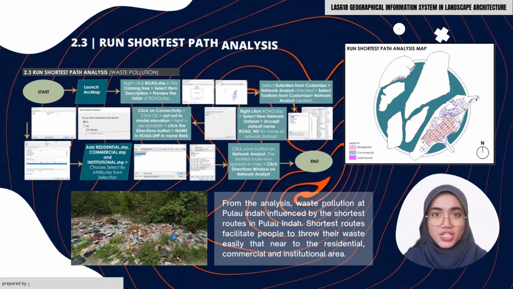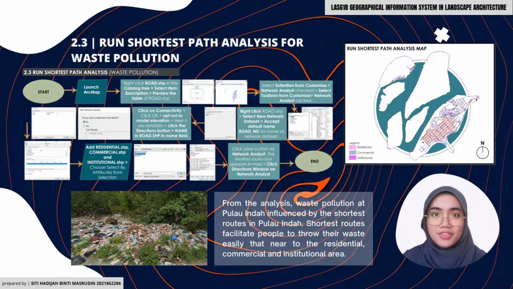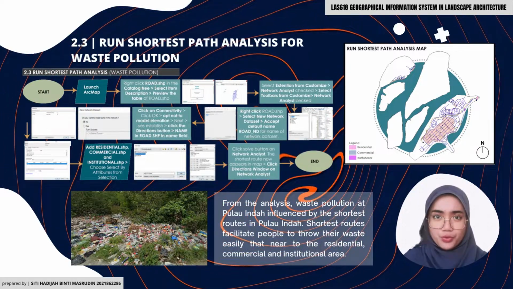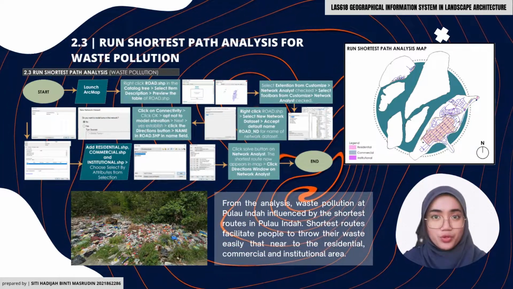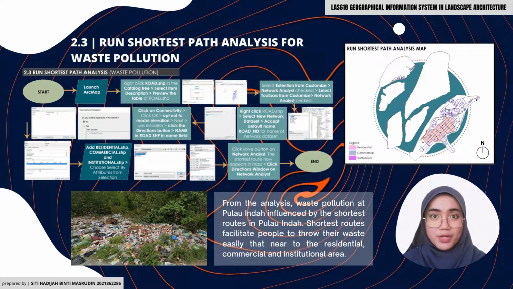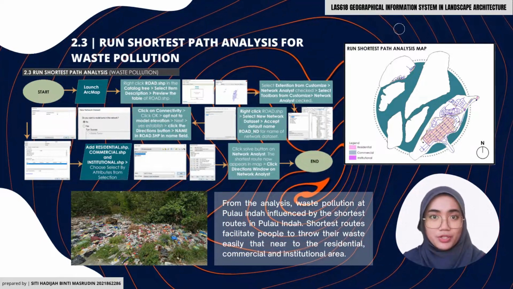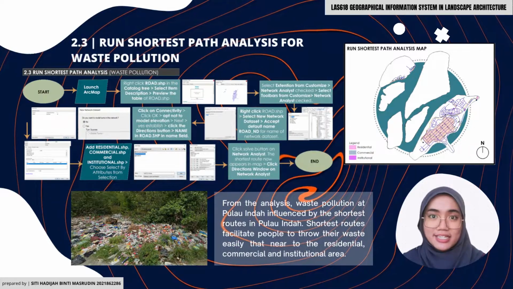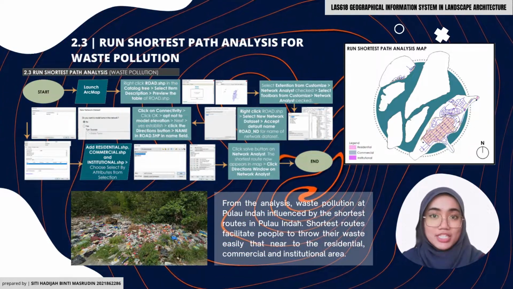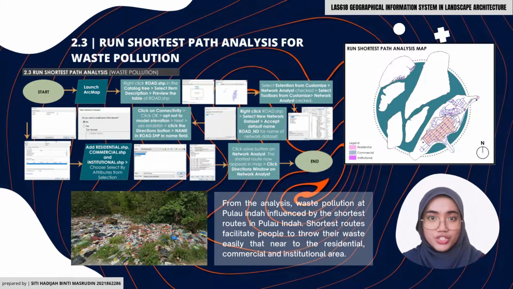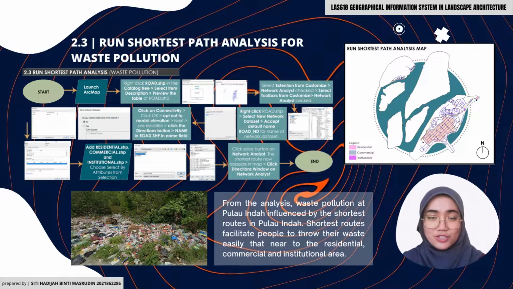For waste pollution, we are using the run shortest path analysis to determine the shortest path that can define the place where waste pollution often occurs. From the map above, we can see the waste pollution at Pulau Indah is influenced by the shortest roads in Pulau Indah. Shortest roads facilitate people to throw their waste easily near the residential, commercial, and institutional area. We can see the result in the map that waste pollution often occurs near the residential, commercial, and institutional area.